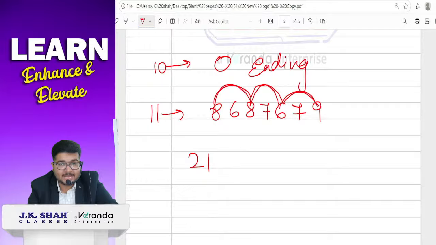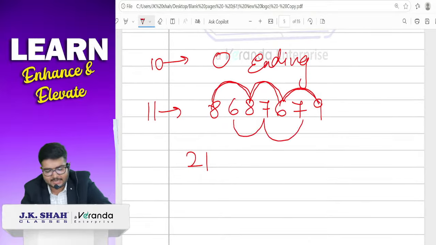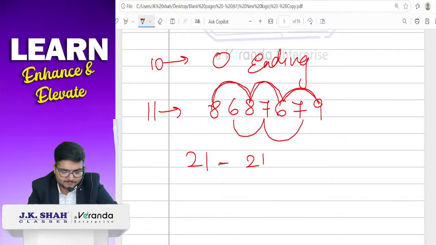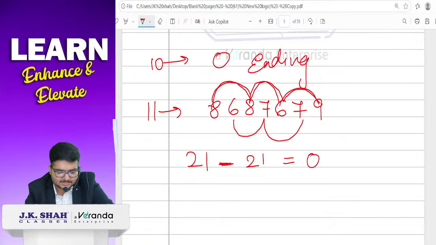8 plus 8 is 16, 16 plus 6 is 22, and 22 plus 9 is 31. Now you have to add the remaining digits. 6 plus 7 plus 7. What is the addition of 6 plus 7 plus 7? It is also 21. Now you have to subtract both of them. 21 minus 22 is 0.